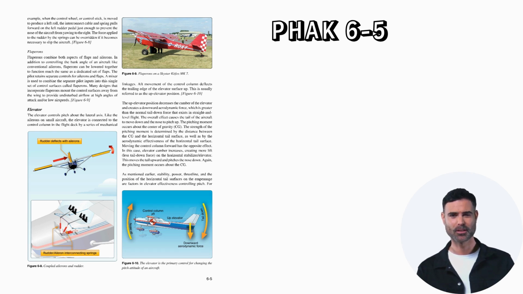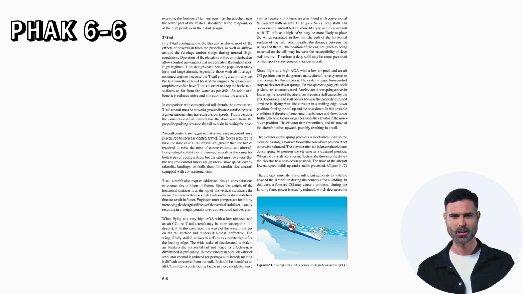As mentioned earlier, stability, power, thrust line, and the position of the horizontal tail surfaces on the empennage are factors in elevator effectiveness controlling pitch. For example, the horizontal tail surfaces may be attached near the lower part of the vertical stabilizer, at the midpoint or at the high point, as in the T-tail design.